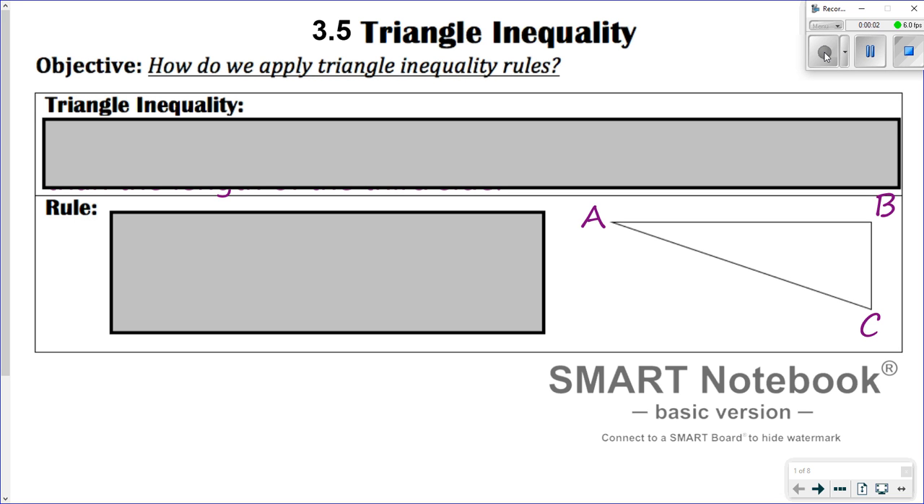This lesson is 3.5, Triangle Inequality. The objective is, how do we apply triangle inequality rules?